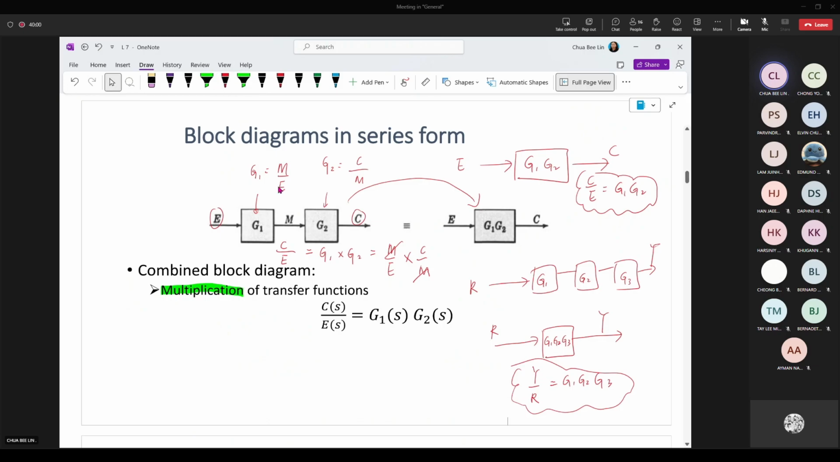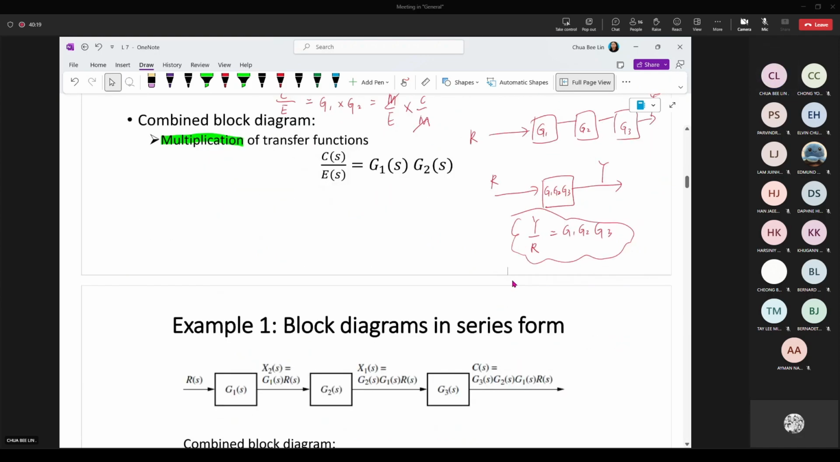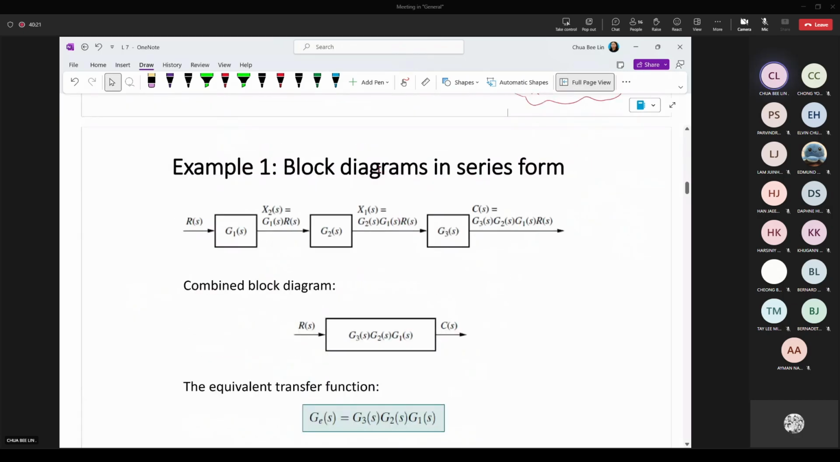Series means side by side. If side by side, then you can multiply them together to become G1, G2. The input will be the same, E, the output will be the same, C. So the transfer function will be C over E equal to G1 multiplied with G2. C over E, like this one, equivalent to G1 multiplied by G2. Okay, block diagram in series form.